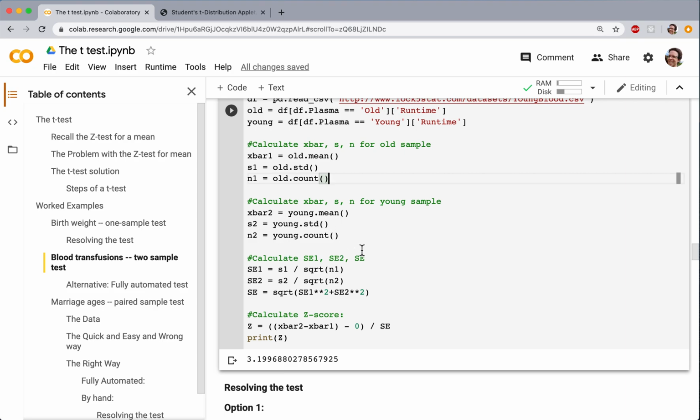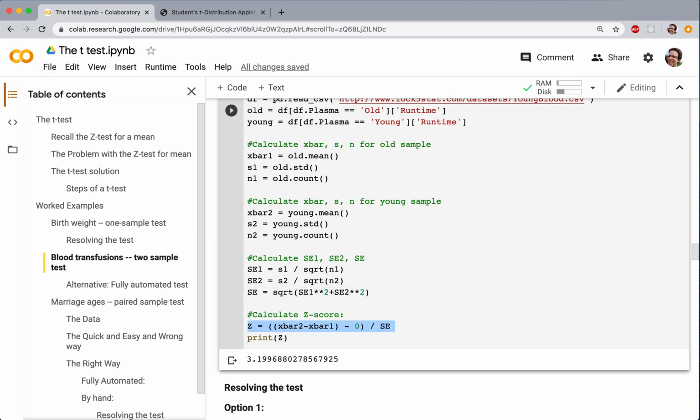And then, because we're comparing one sample to another sample, we have multiple standard errors to reason about. We have the standard error for the old group, then we have the standard error for the young group, and then finally, we need to combine the standard errors to get the standard error for the difference, which is this Pythagorean combination, the square root of SE1 squared plus SE2 squared. So that's like the Pythagorean theorem. This is the standard error for the difference between the averages of the two groups.